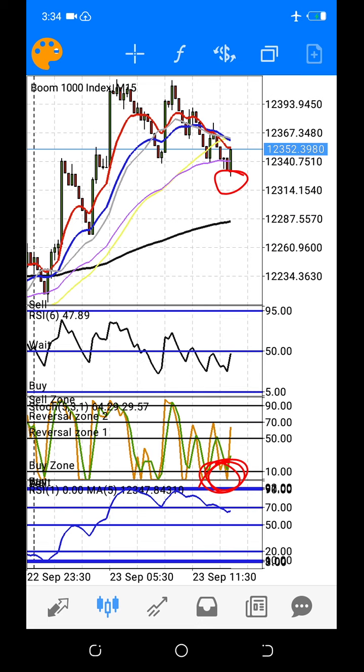You could just place that, and after like 1 or 2 minutes at most, it spikes and takes you into a massive bull run or bear run, as the case may be. So that is the basis for entry. That should be your first reason.